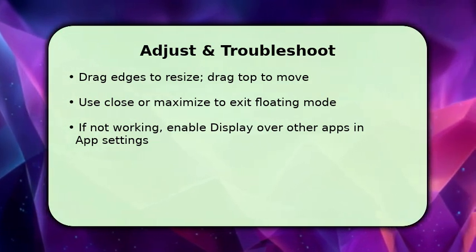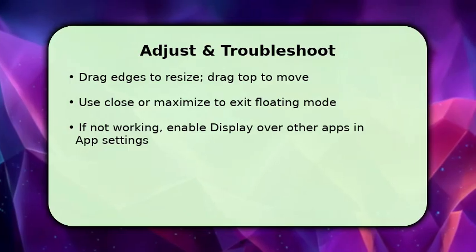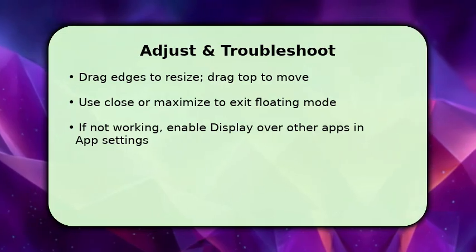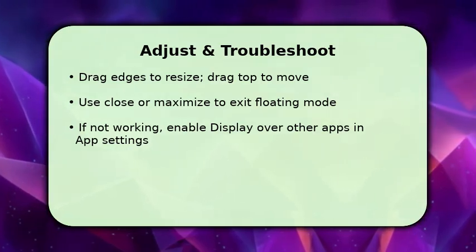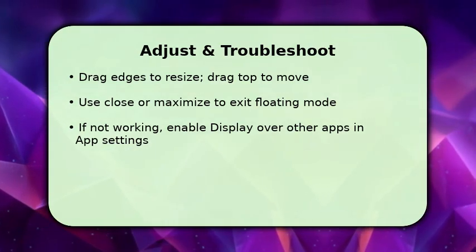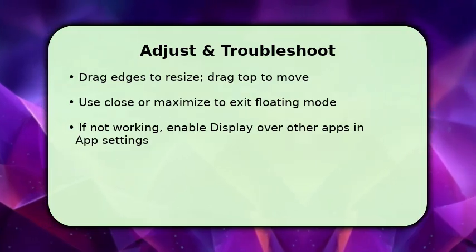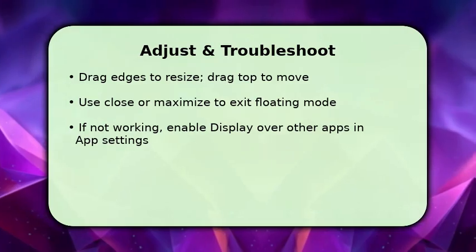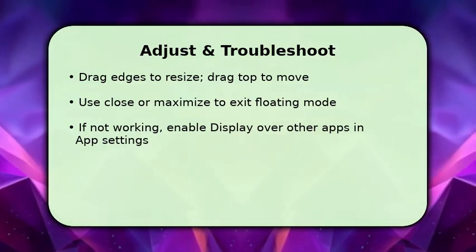If the floating option doesn't appear, go back to Settings, then Apps, then Special Access, and enable display over other apps for the specific app, then retry. If a particular app prohibits floating, try a different app or restart the phone. That usually resolves permission or temporary UI glitches.